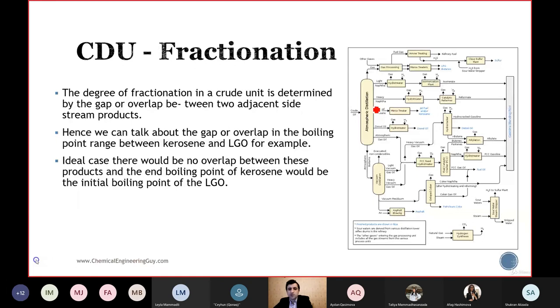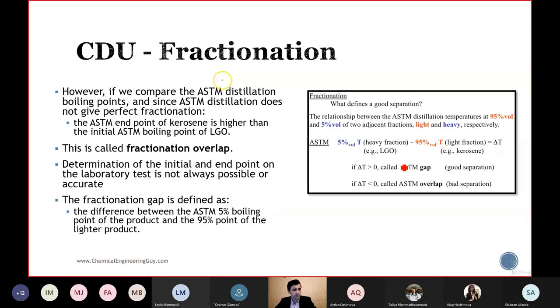Most of the time, you can also see the SR, straight run naphtha. Straight run means directly from CDU. So you can call this one SR naphtha, SR kerosene, SR diesel, SR gas oil, SRGO. I will skip this one because we don't have much time for it.